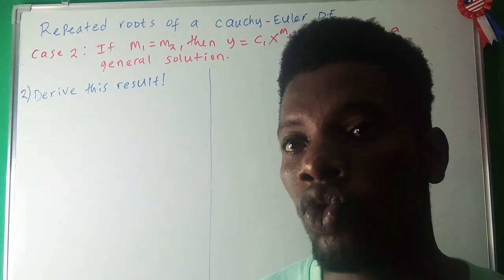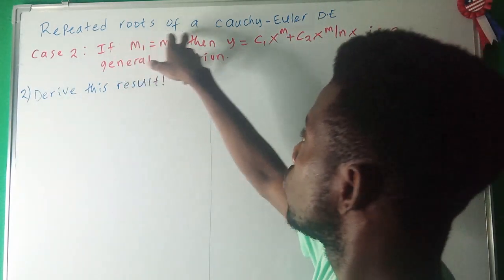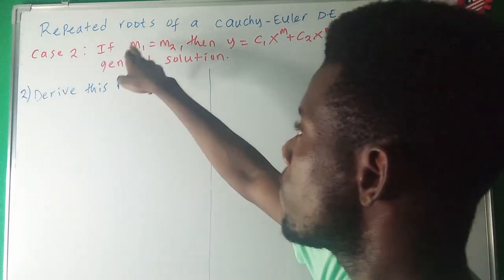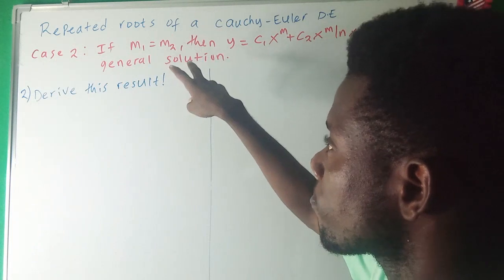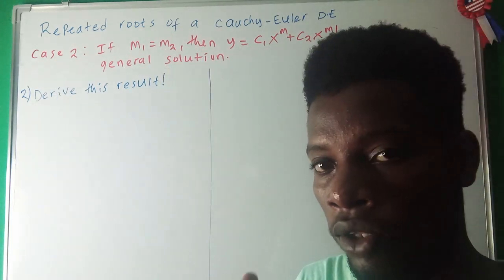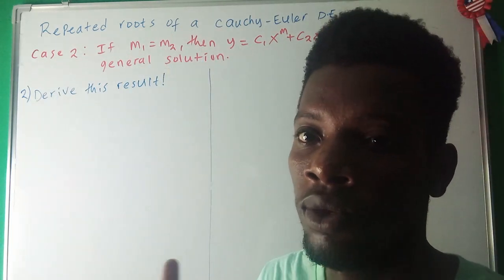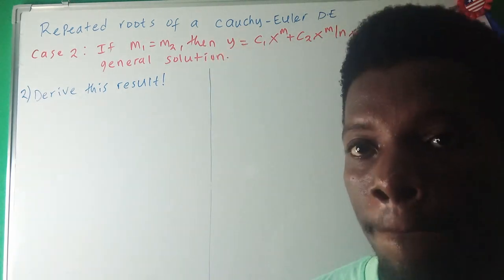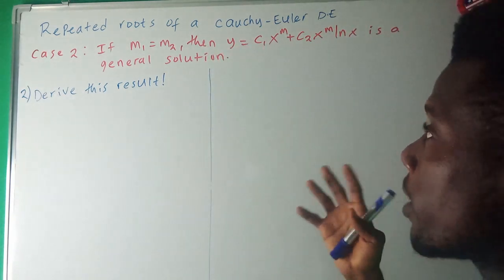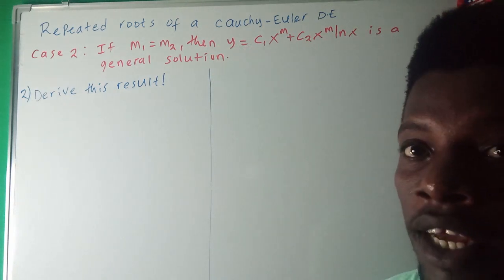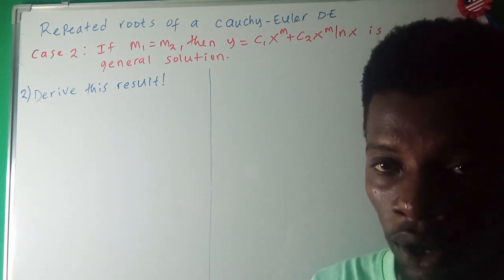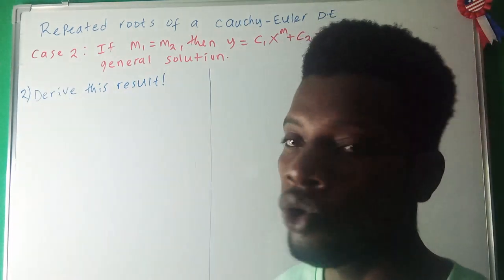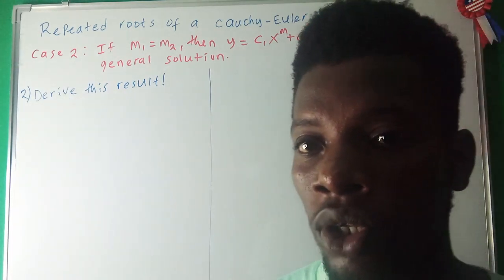So for example number 2, we are told that the repeated roots of a Cauchy-Euler differential equation, for case 2, is if m1 and m2 are equal, meaning the two roots of the differential equation are equal, then y equals c1 x to the power m plus c2 x to the power m times the ln of x is a general solution to that differential equation. And then for this example, we are told to derive this result.